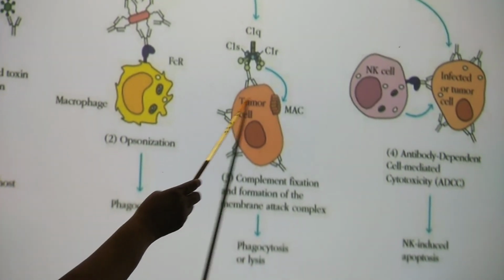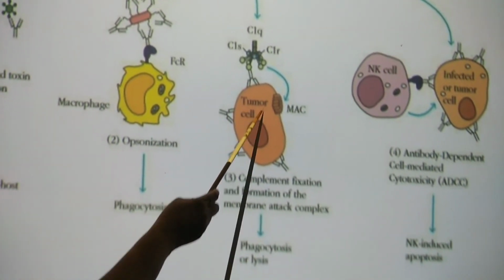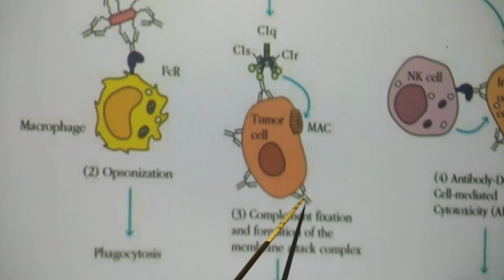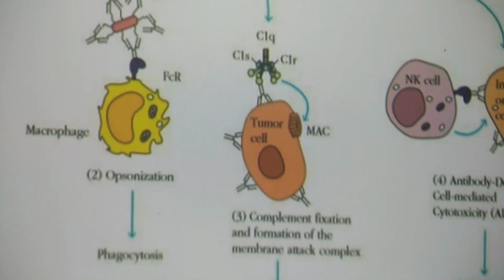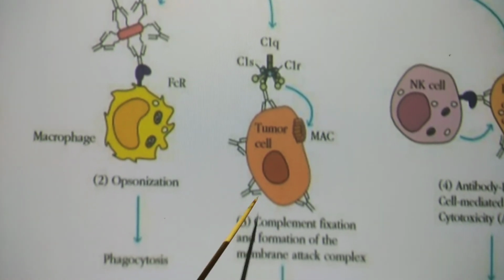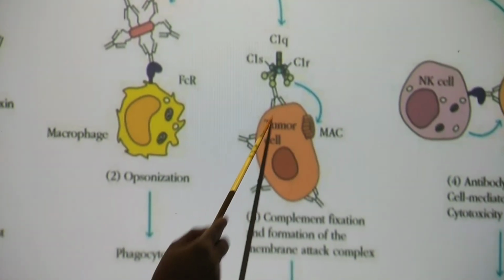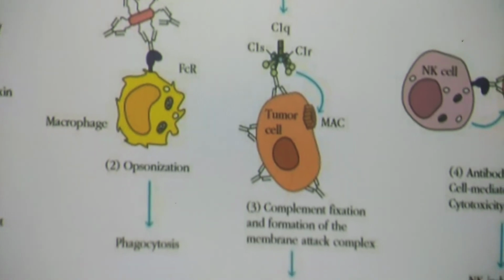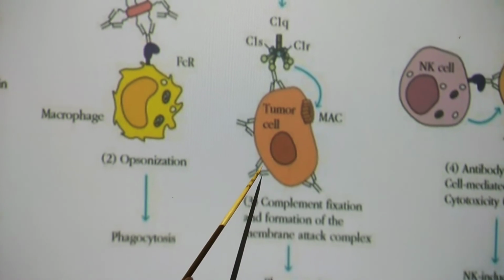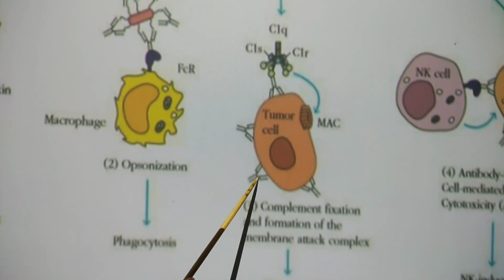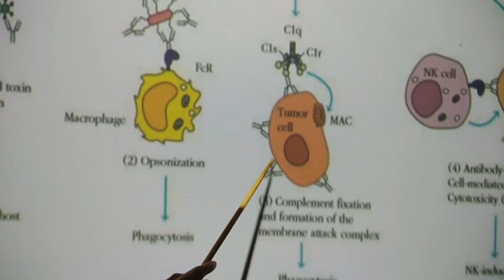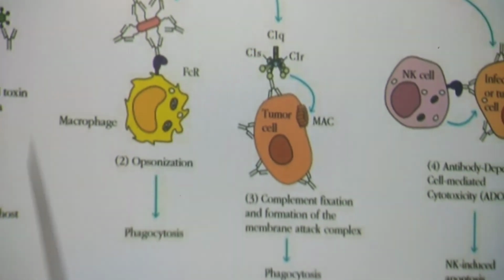So you can see here the tumor cell. It can be any infected cell also. Against the antigens on these cells, these antibodies are produced in the body as a result of the immune response. Once they are produced, they bind to this target cell or the antigens. So this antigen and this antibody form an antigen-antibody complex. Once this complex is formed, it is able to activate complement components.